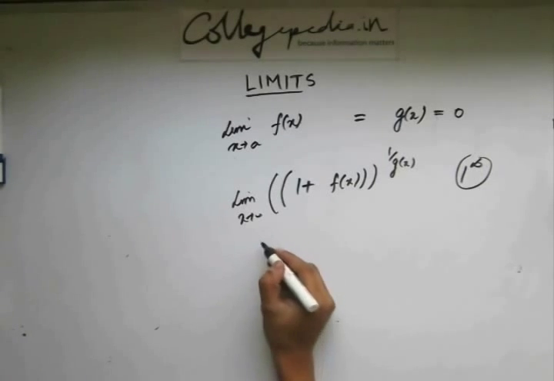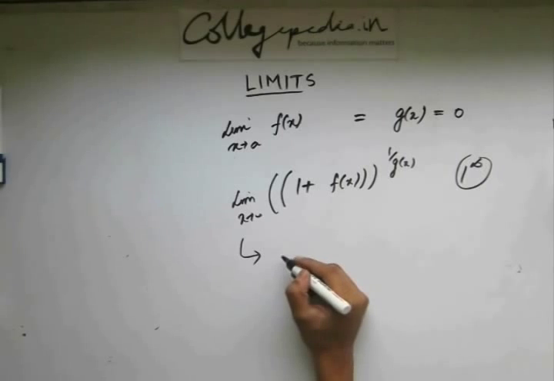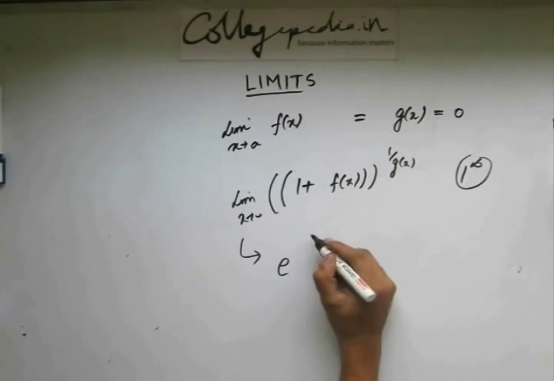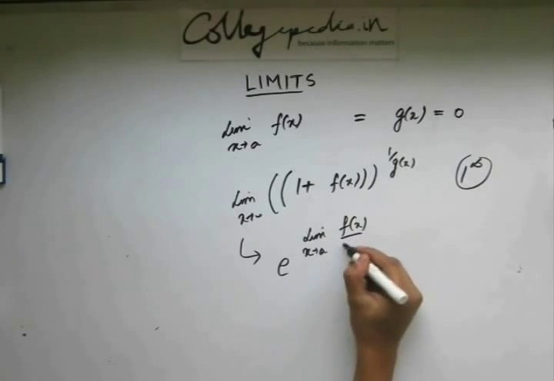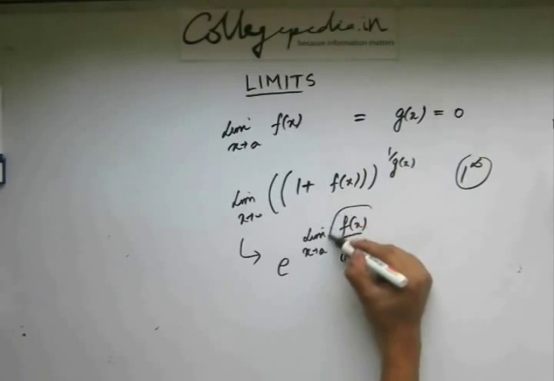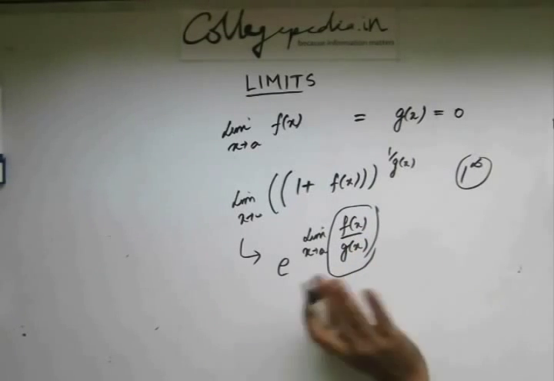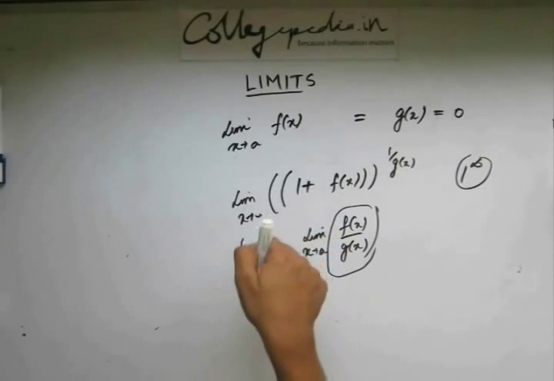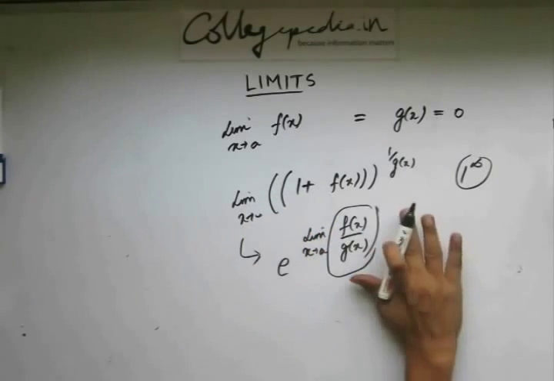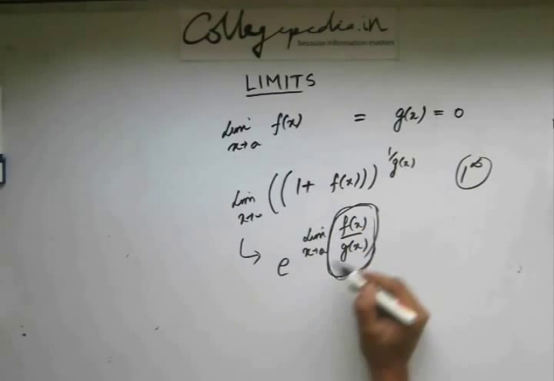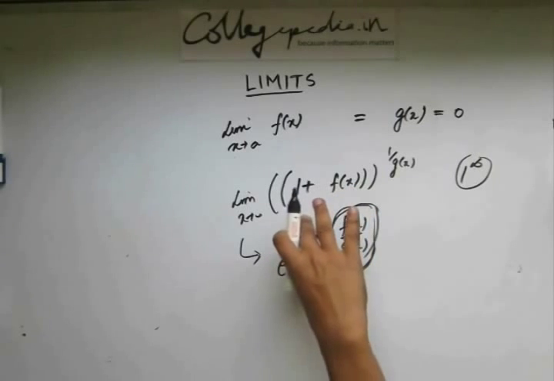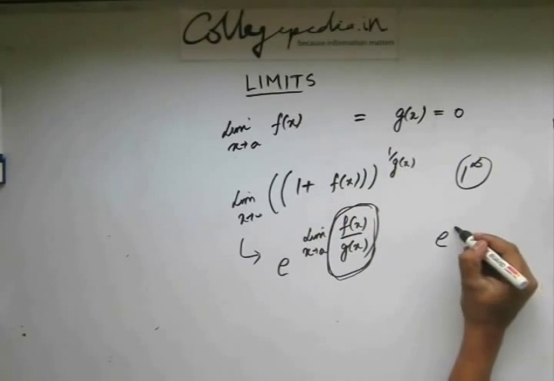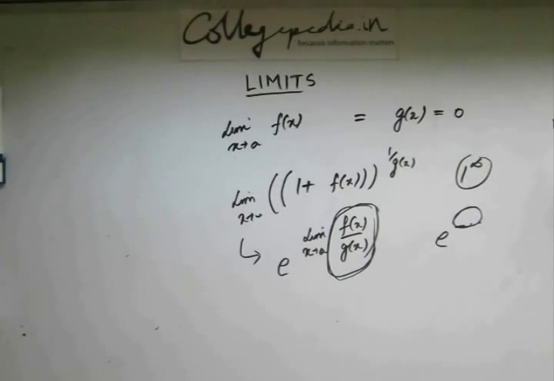Now the standard result is that this limit can be evaluated as e to the power limit x approaches a of f x by g x. Now to evaluate this limit, you can use standard L'Hospital's rule or anything. Just this is converted to this form, and you need to evaluate this, and the answer is e to the power this. So if you are able to find the value of f x by g x when x approaches a, then you just get the result as e to the power that value. Let's solve one example to understand this properly.